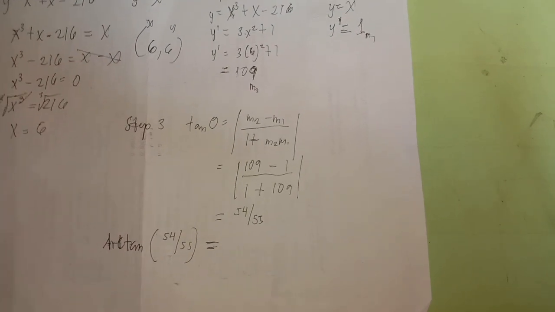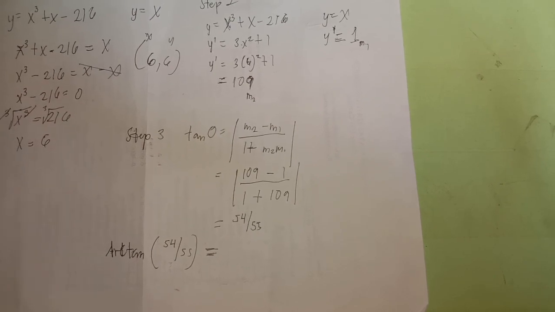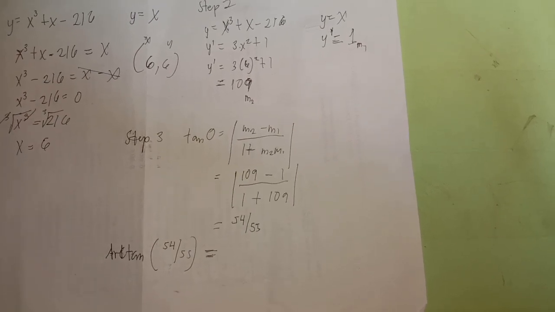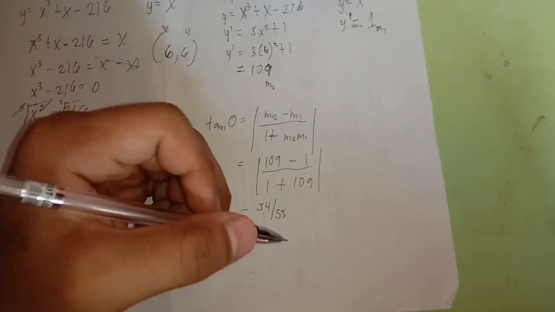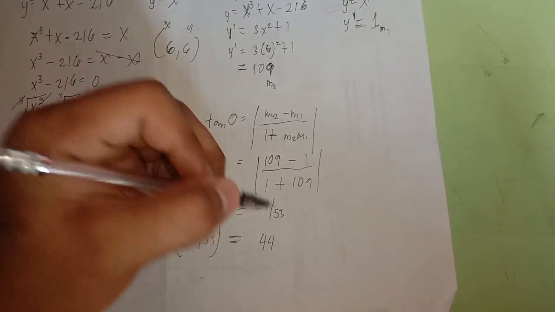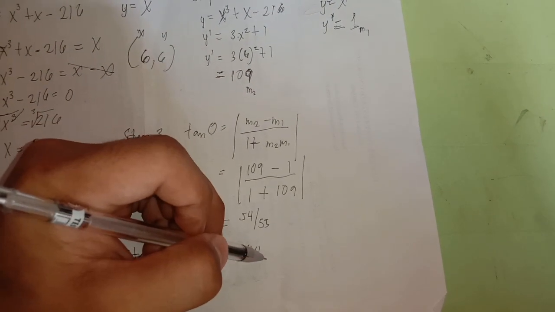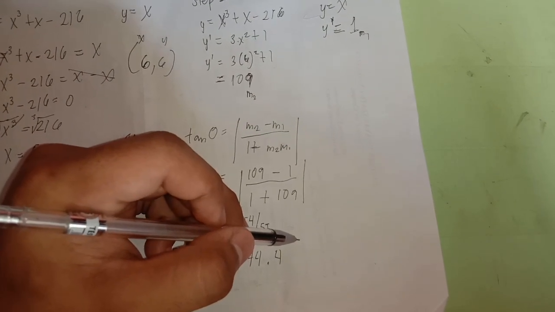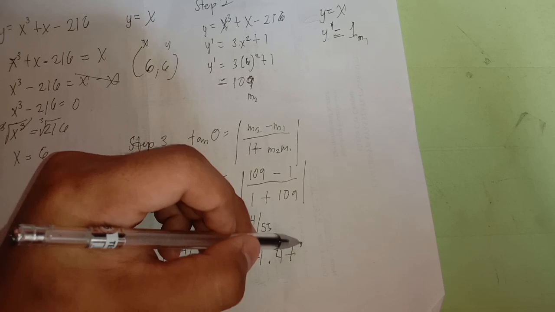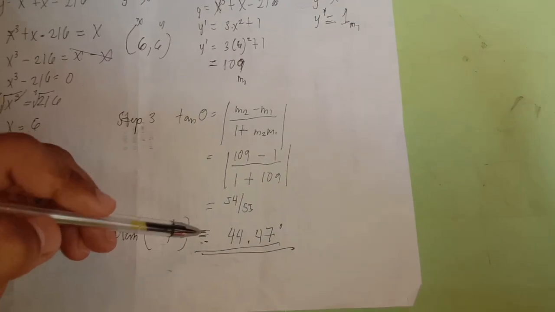So let me just get my calculator. Arctan of 54 over 55 is, so our angle is 44.47 degrees, and this is our final answer.